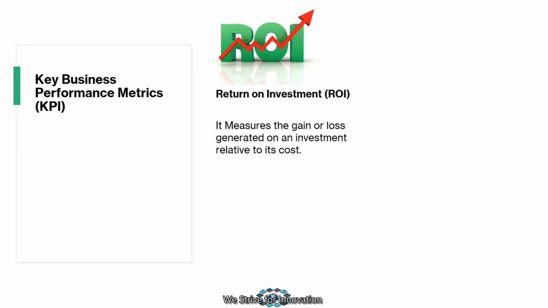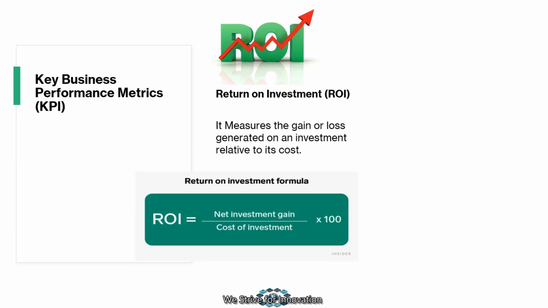Now, let's look, for example, at the KPI return on investment. What is it? It measures the gain or loss generated on an investment relative to its cost. Very simple. And it's used to evaluate the efficiency of an investment or compare the efficiency of several investments. You know the formula, as you can see, is straightforward: net investment gain divided by the cost of the investment.